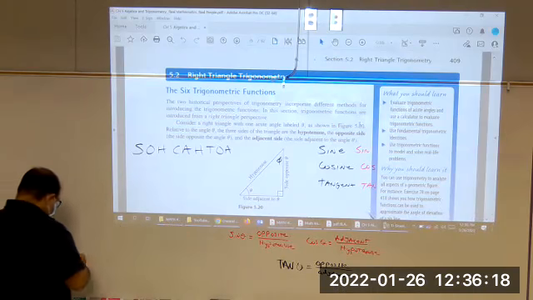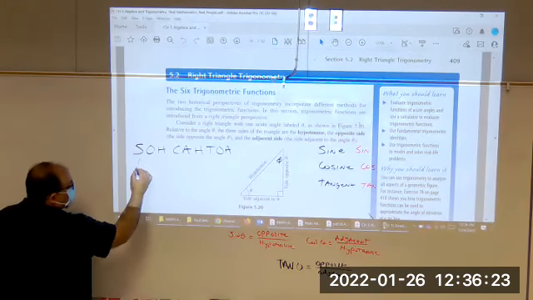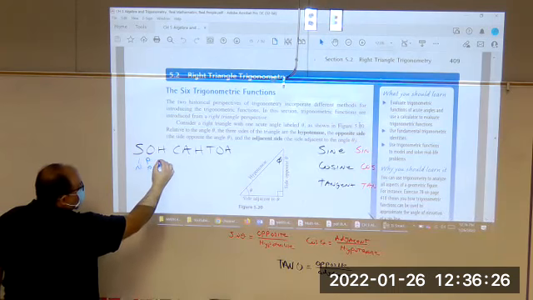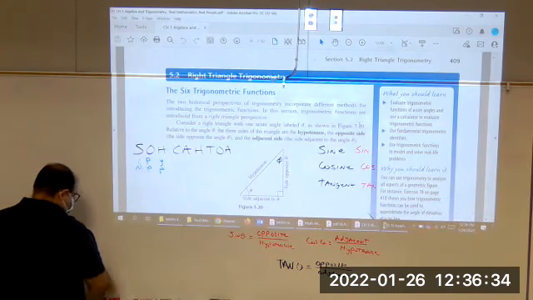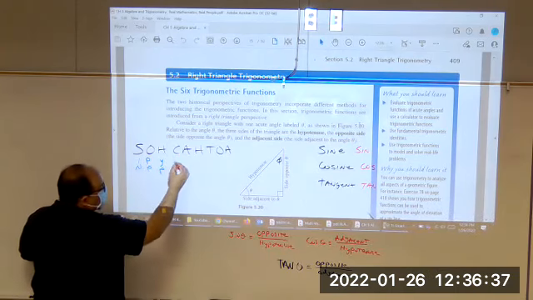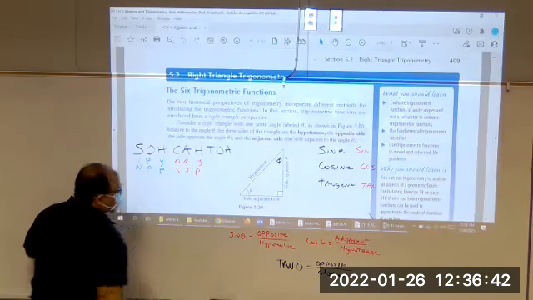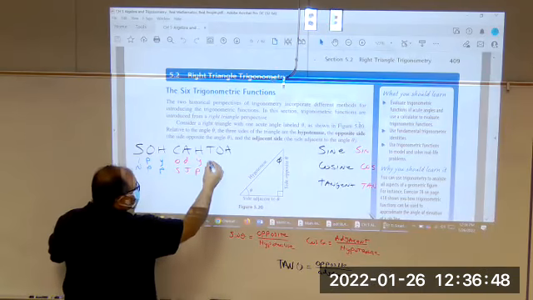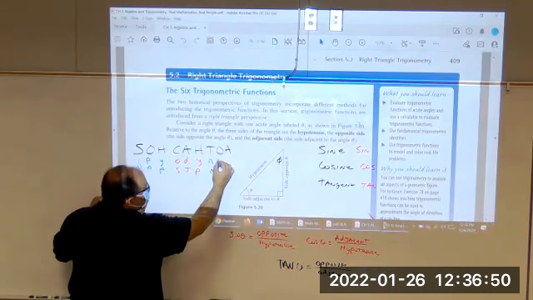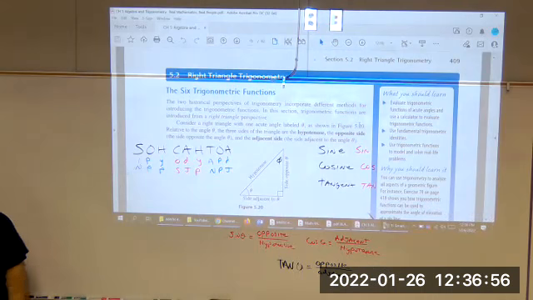And that's where SOHCAHTOA comes in. SOHCAHTOA: sine is the opposite side over the hypotenuse. Cosine is the adjacent side over the hypotenuse. And then tangent is the opposite side over the adjacent side. SOHCAHTOA.